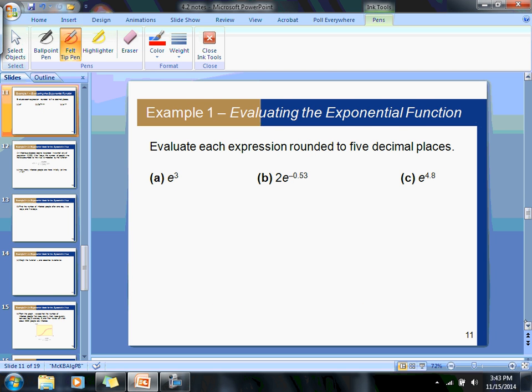Okay, so let's take a moment and just make sure that you know how to use e in your calculator. You do have an e button, so you can type in e to the third power, and you should get 20.08554. And then when you're evaluating part B here, you want to do e to the negative 0.53. So make sure you do that part first and then multiply it by 2. So again, don't forget about your order of operations. You should get 1.17721.